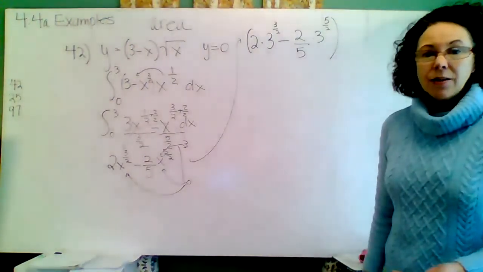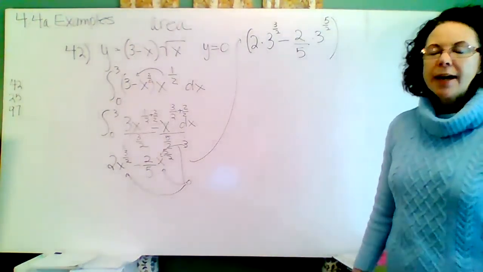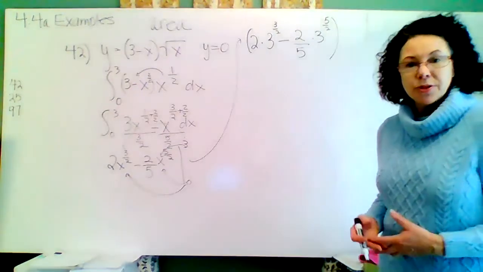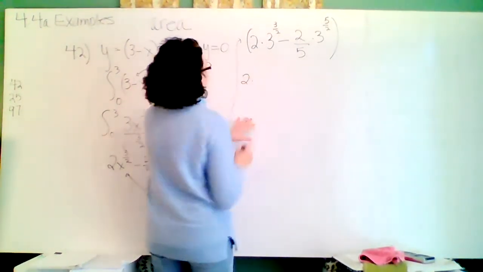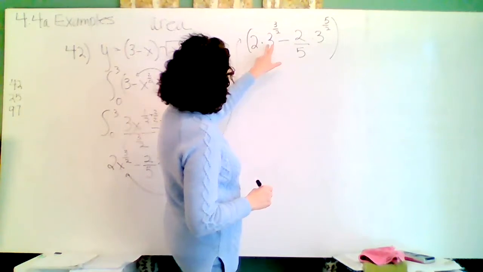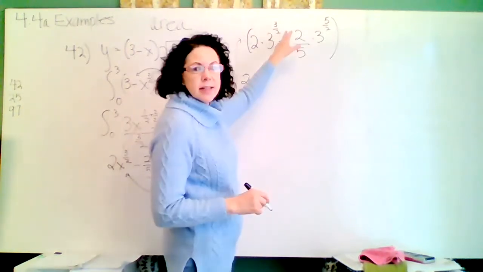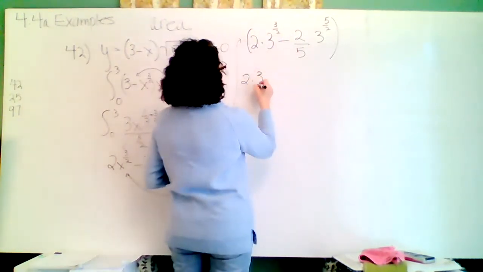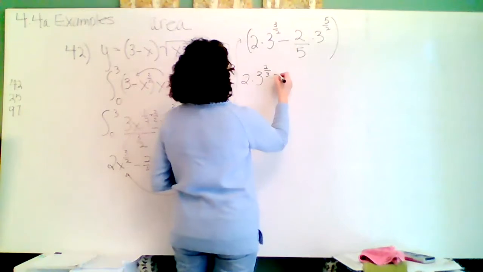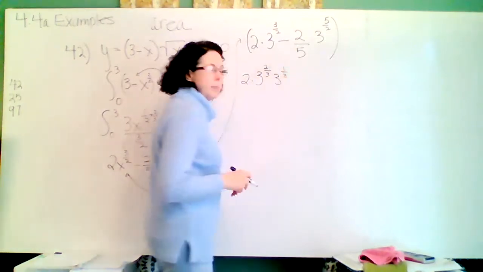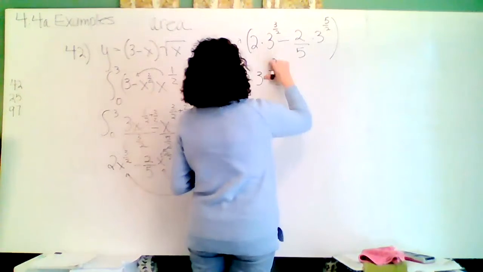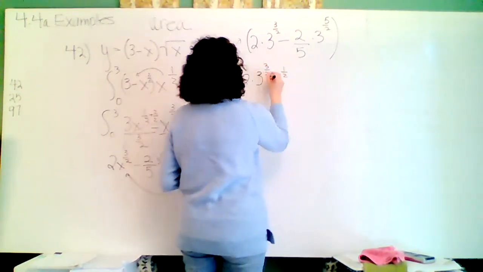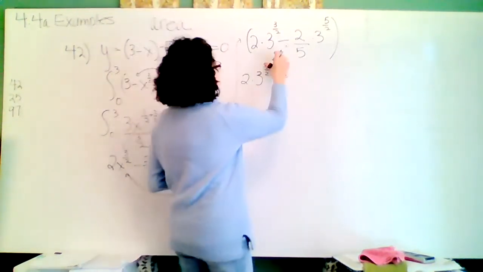Your answer is not going to look like this in the book. Okay, so here's what I would do. Stick with me on this. Take a look here. Here's my 2. Now, if you notice, this is 3 to the 3 halves. That's an improper fraction. I am going to write my 3 to the 3 halves, I'm going to break it up into, there we go. Let's take a look.